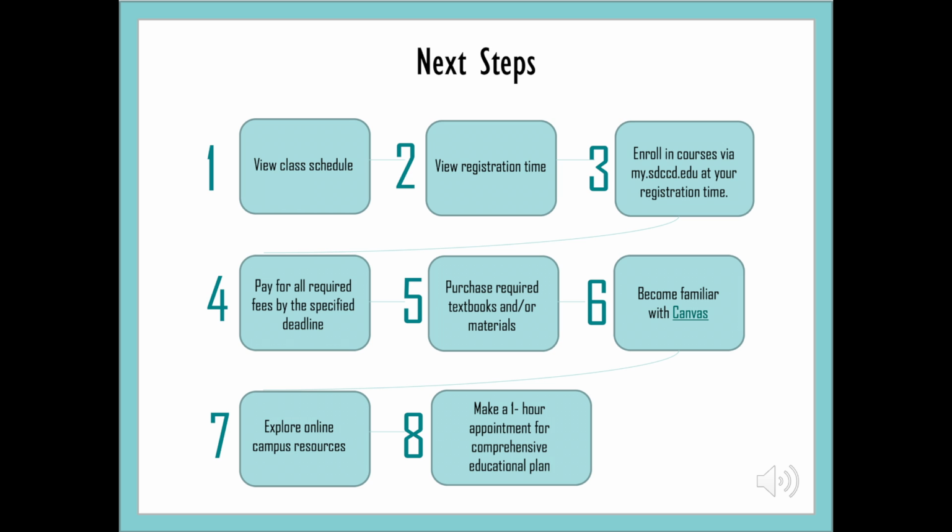Step 1, view the class schedule. Step 2, view your registration time. Step 3, enroll in your courses via MySDCCD at your registration time. Step 4, pay for all of the required fees by the specified deadline. Step 5, purchase your required textbooks and materials. Step 6, become familiar with Canvas. Step 7, explore the online campus resources. And Step 8, make a 1-hour appointment for your comprehensive educational plan with a counselor.